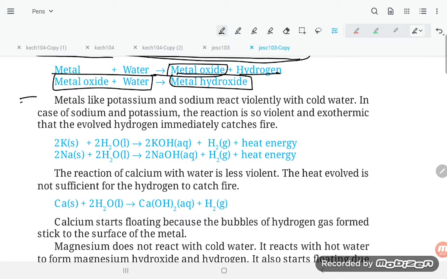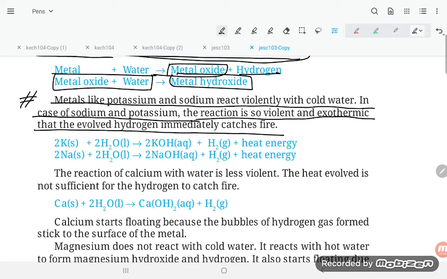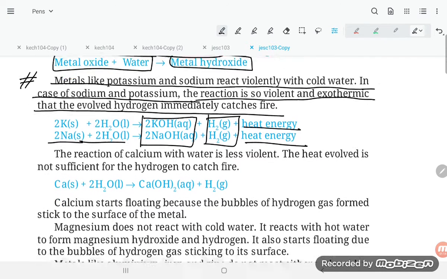So what is case 1, students? You see the case 1, metals like potassium and sodium react violently with cold water. In the case of sodium and potassium, the reaction is so violent and exothermic that the evolved hydrogen immediately catches fire. So that is potassium and sodium reacting with water. They give potassium hydroxide, hydrogen gas, and heat energy is released, students.